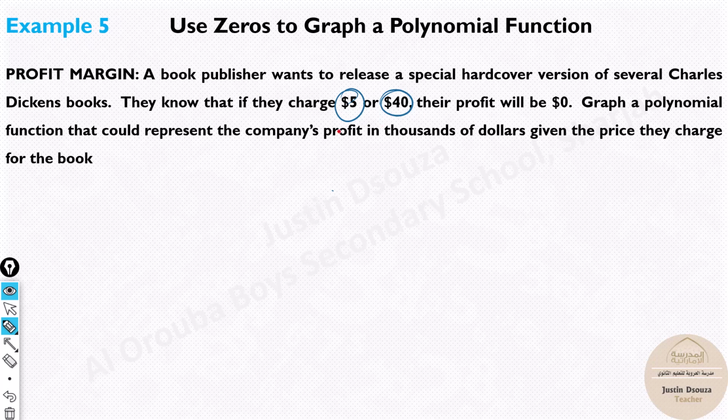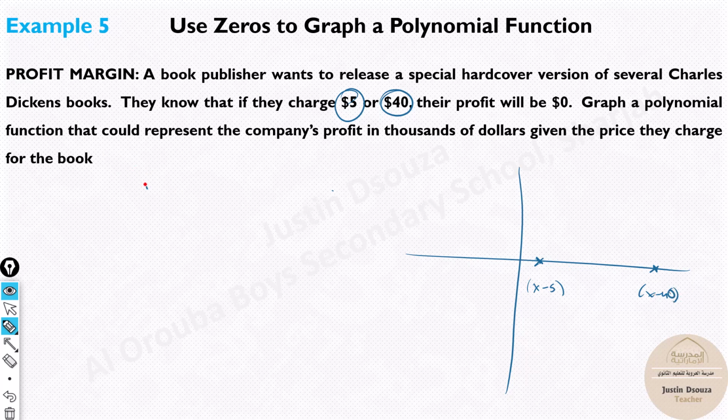Now they have told us that if these two amounts are charged, their profit will be 0. So imagine this is a graph over here. See, those are the solution points. It's 5 or 40. Now here, this is the solution. So those are the zeros, right? It is x minus 5, x minus 40.